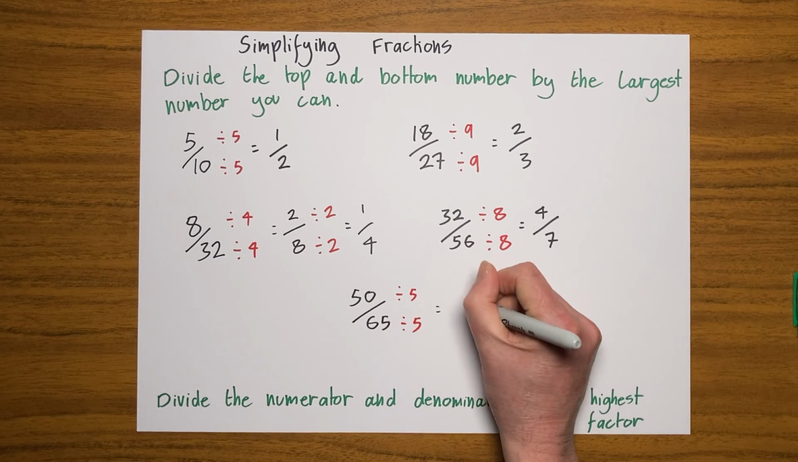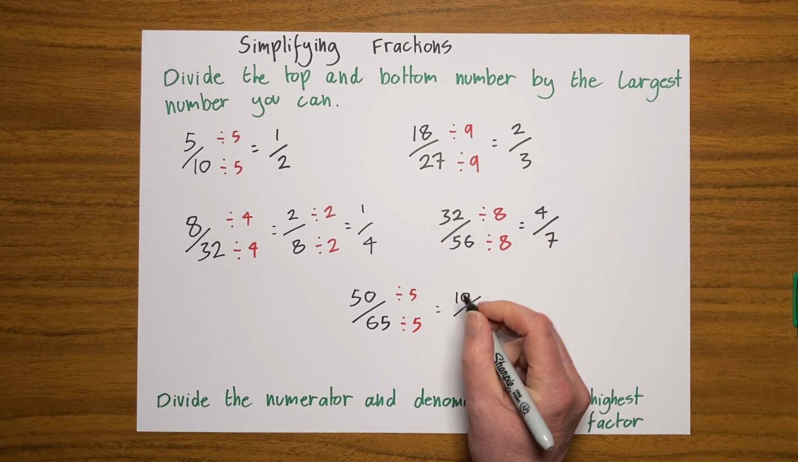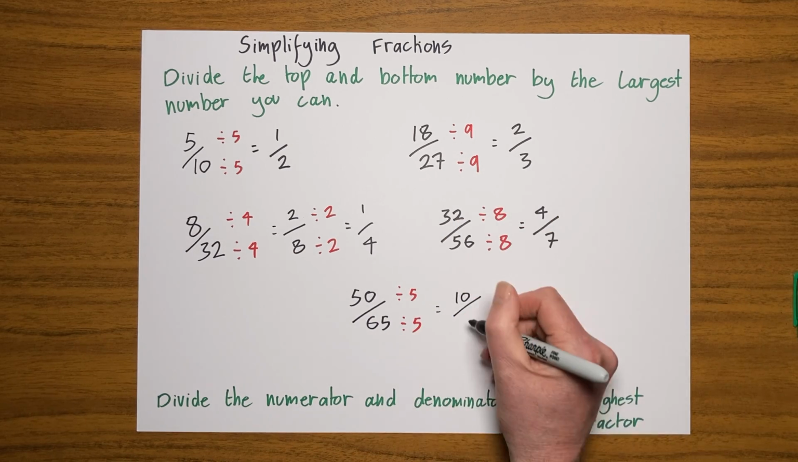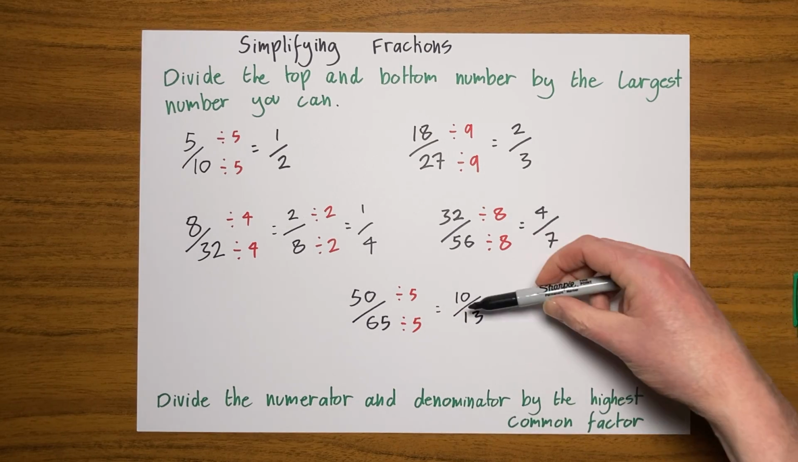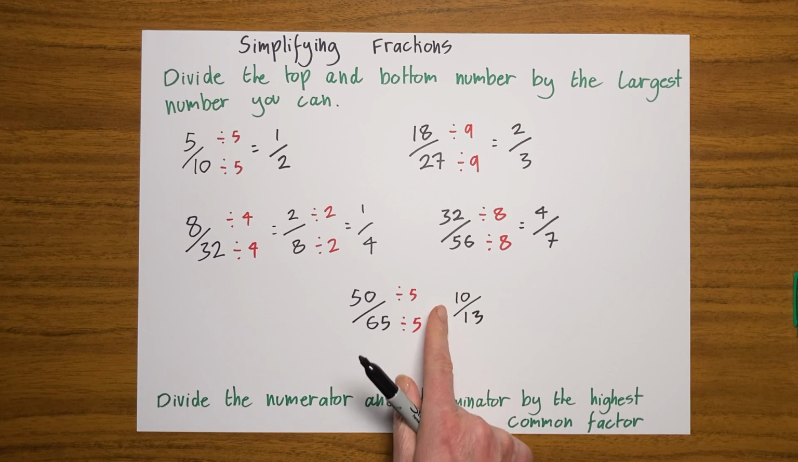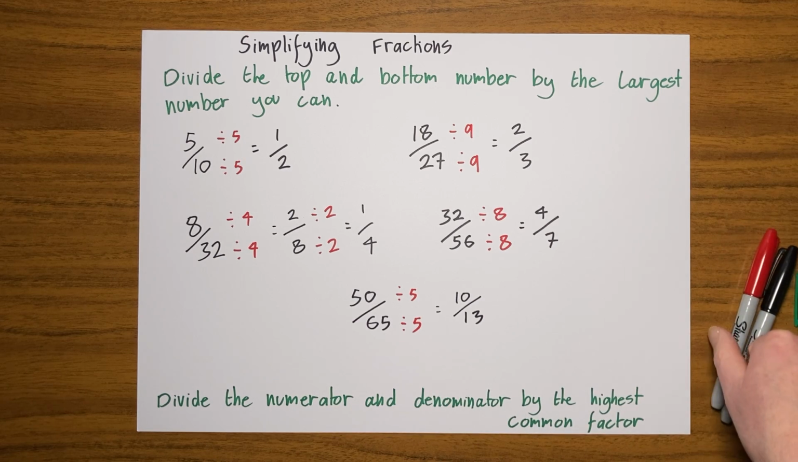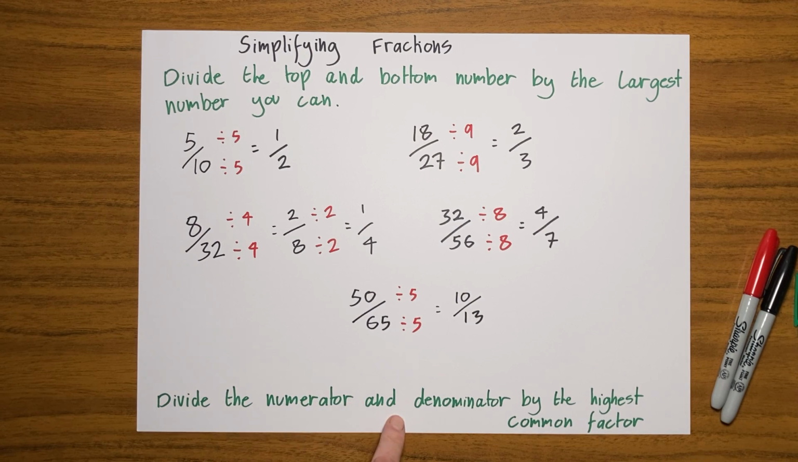50 divided by 5 is 10. And 65 divided by 5, well, if 10 5s are 50, then there's 15 more to get to 65. That's another 3 5s, so it's 10/13. I can always check. I can say to myself, well, can I divide this again? Is there any number that goes into 10 and 13? And there isn't. So there we go, simplifying fractions. Divide the top and the bottom number by the largest number you can, or divide the numerator and denominator by the highest common factor. If you want to know any of these terms, like for example factors, just have a look and search for my other videos.